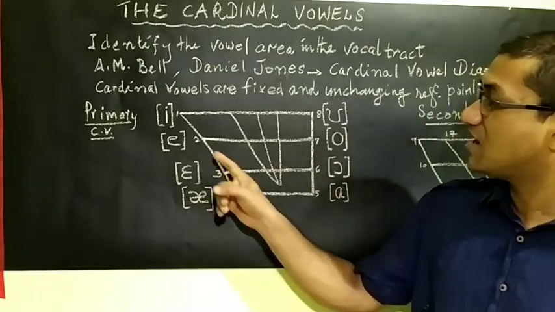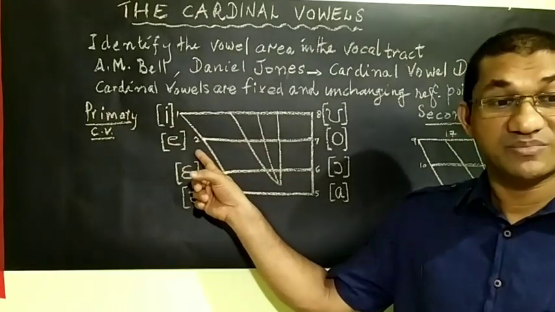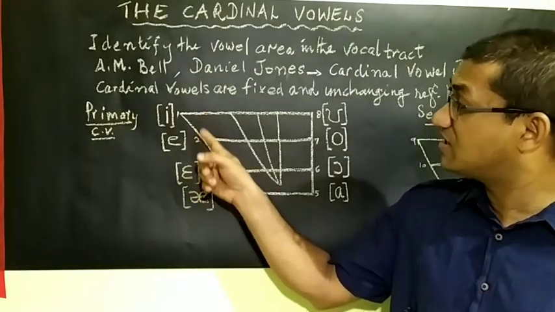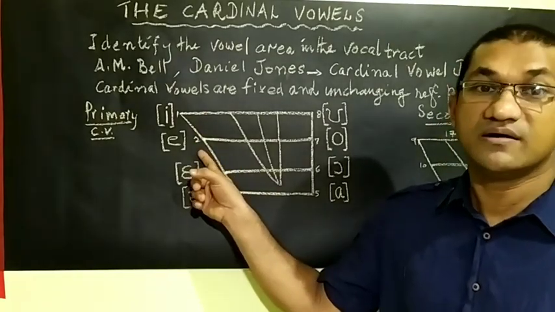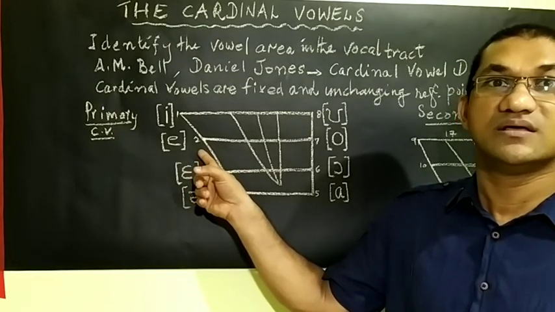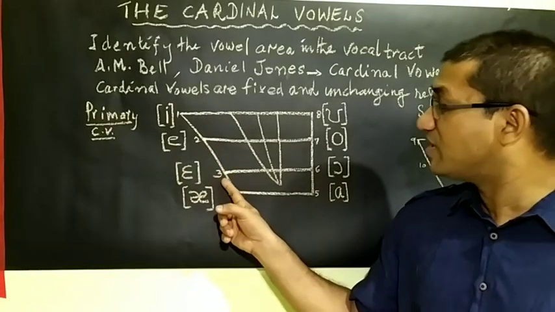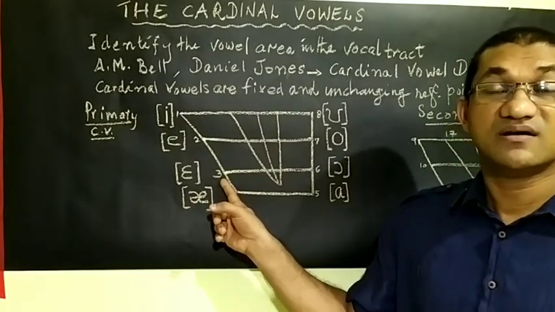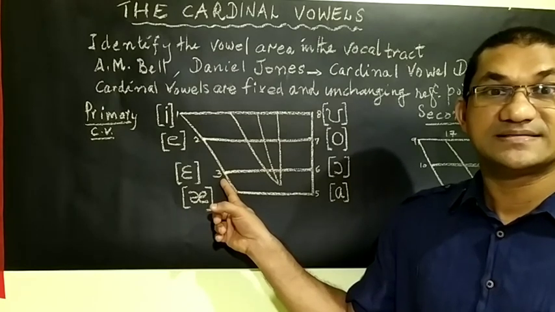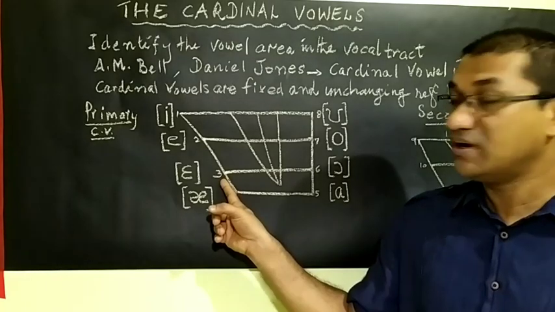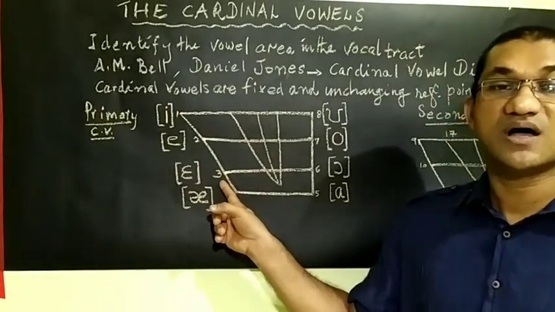Now we are discussing cardinal vowel number 2. It is again uttered with the front of the tongue, but not very close. It is half closed position, unrounded. Cardinal vowel number 3 is again uttered with the front of the tongue, but the vowel height is half open, and unrounded.